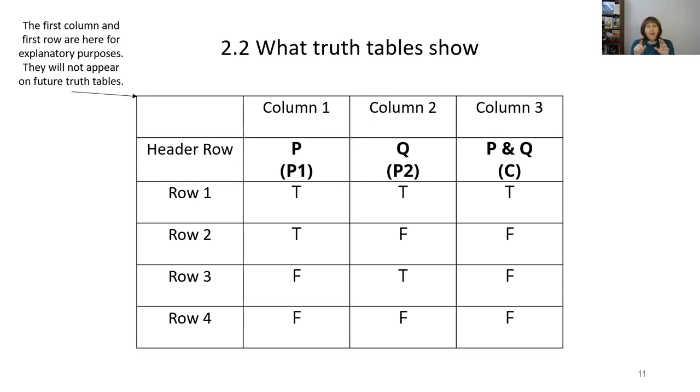So on the table that's up right now, I've added an extra column and an extra row just for explanatory purposes. So when I actually go to make a truth table, it won't have the very top row that has an empty cell and that says column 1, column 2, column 3. You also won't have that leftmost column that is the empty cell and then header row, row 1, row 2, row 3, row 4. Those are just there for explanatory purposes.